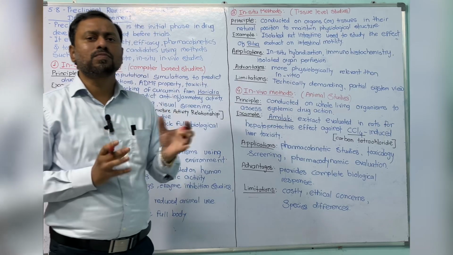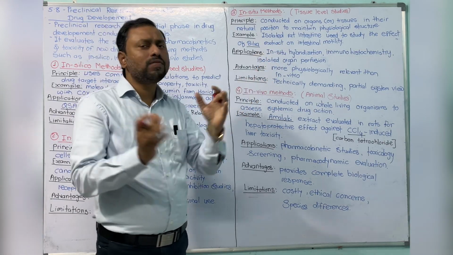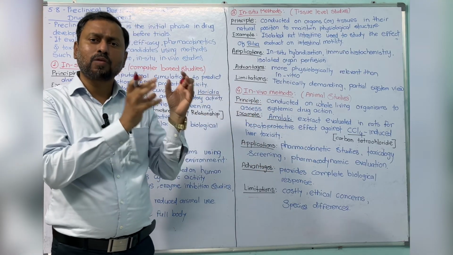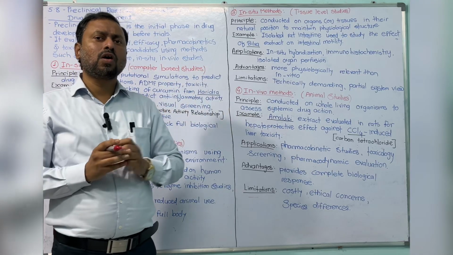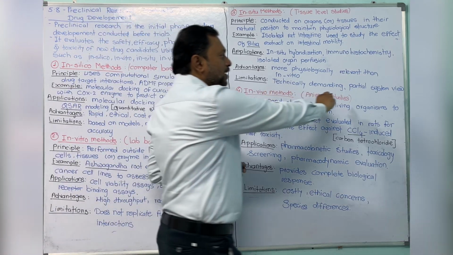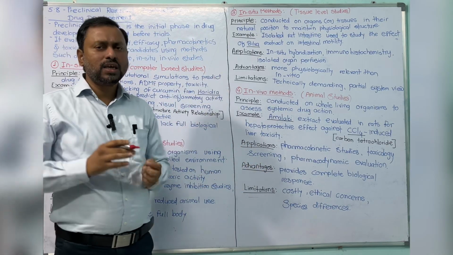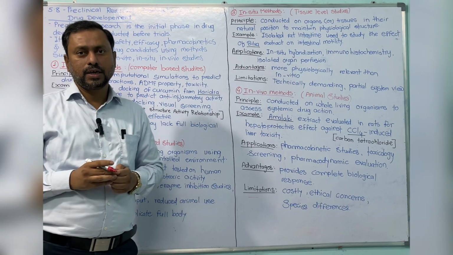Only the partial system view, because this is the example rat, in which we are separating the intestine to check whether the antidiarrheal property is there or not. Only in that specific organ are we checking. This is only a partial system view that we can check here. That's why these are the limitations of this in situ method.